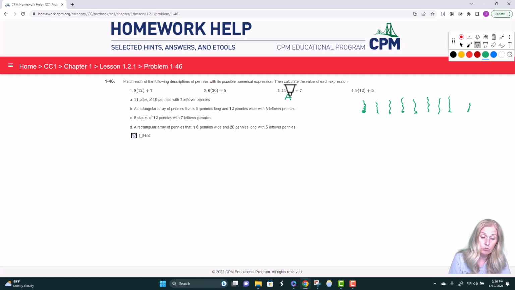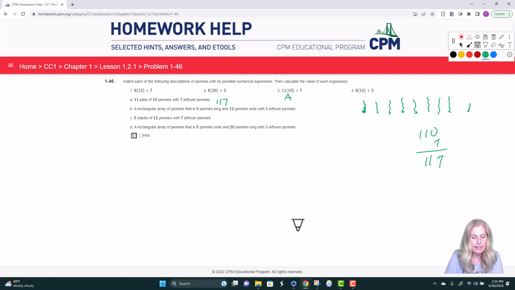And then, we also need to solve for the expression. So 11 times 10 is 110, right? Because 10 times anything is just that number and then add a 0. But then we have to add the 7 leftover pennies. Okay, so the answer to this one is 117.